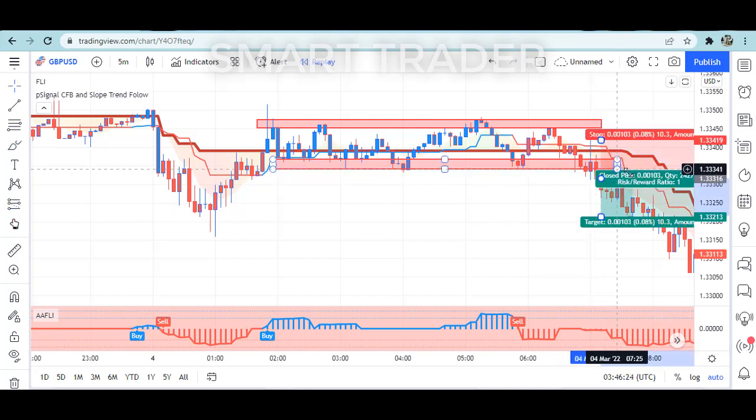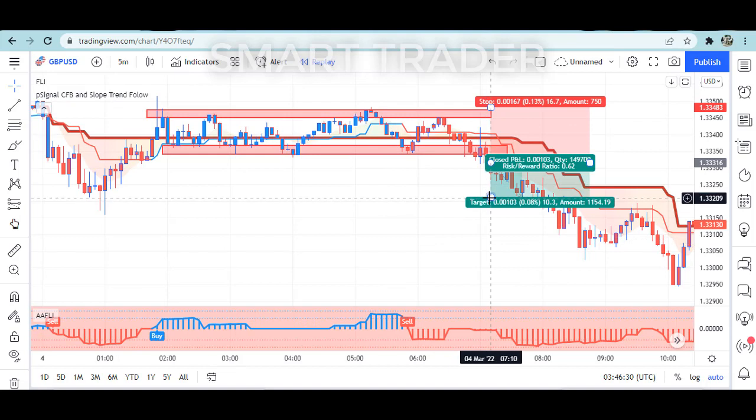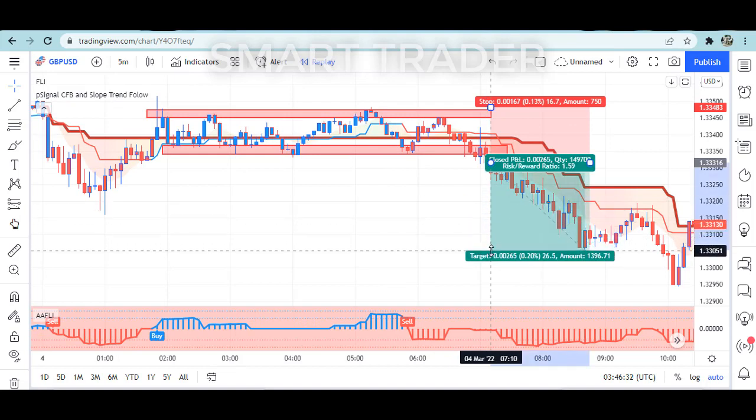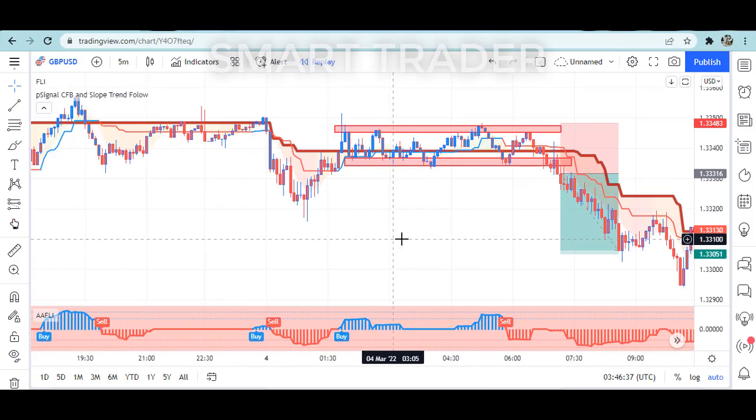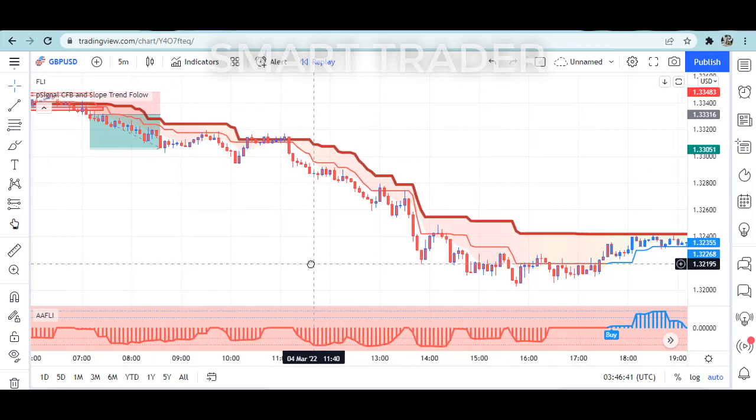This is a breakout bar. I hope you can see that. The stop loss above the range high and the target at least 1 to 1. Okay, very simple if you follow the rules.